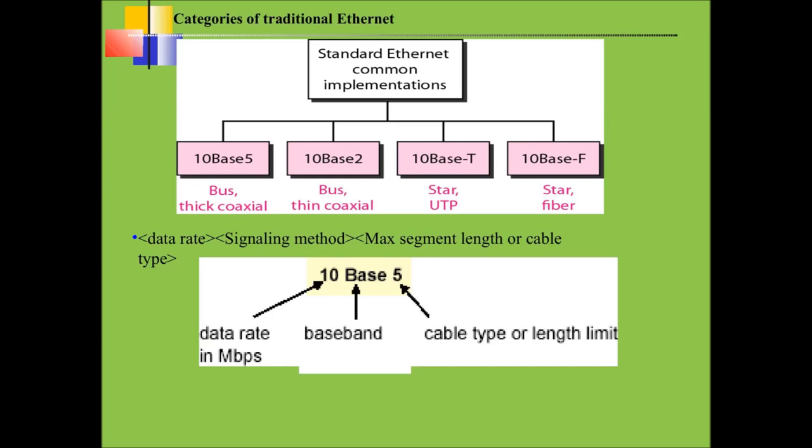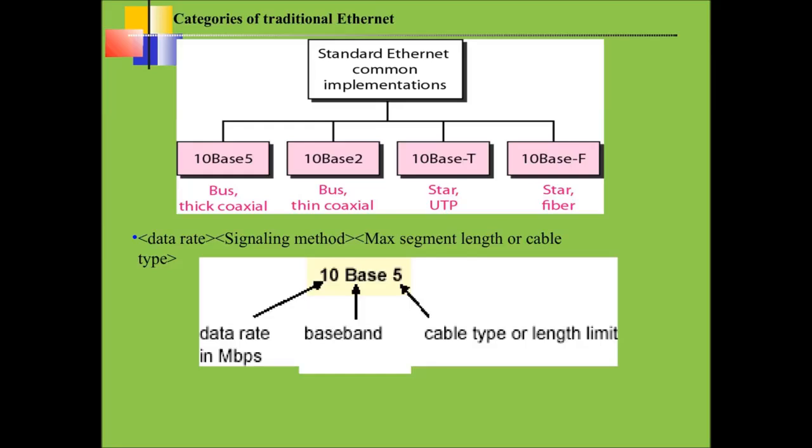Categories of traditional Ethernet. Standard Ethernet common implementations are 10 base 5, 10 base 2, 10 base T, and 10 base F. What is basically 10 base 5? This is normally implemented with the help of bus topology and thick coaxial cable. 10 base 2 is being deployed with the help of bus topology and thin coaxial cable. 10 base T is being deployed with the help of star topology and using UTP, unshielded twisted pair cable. 10 base F is normally deployed by star topology and with the help of fiber cable.